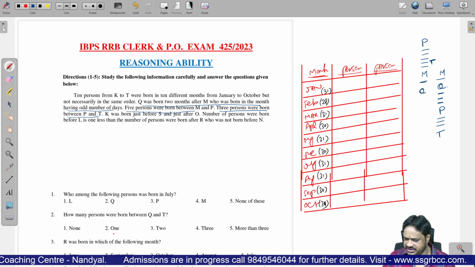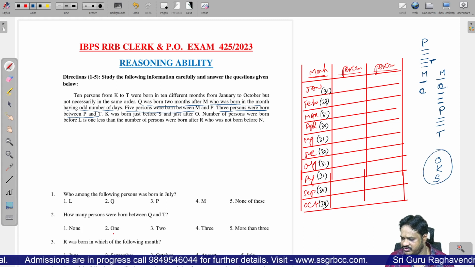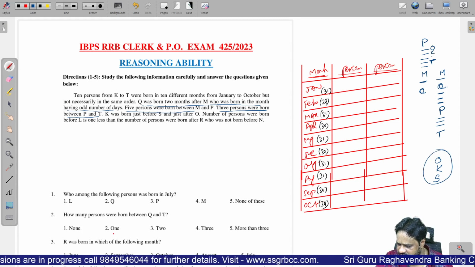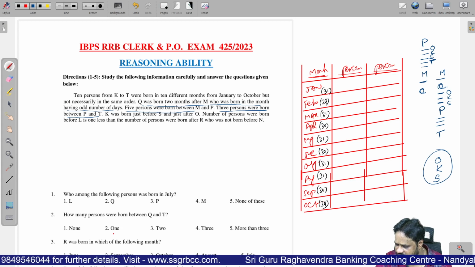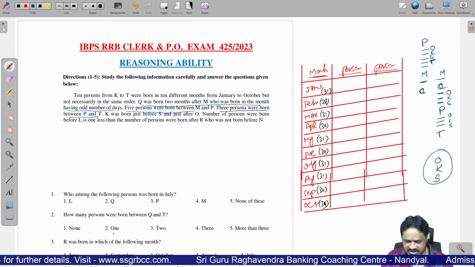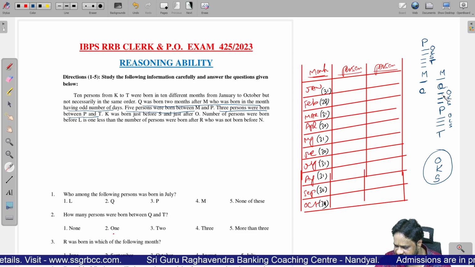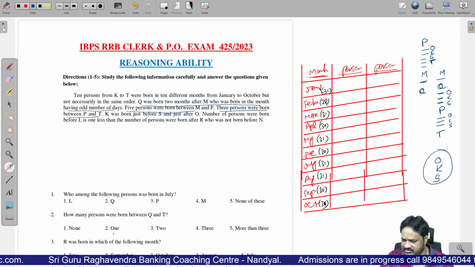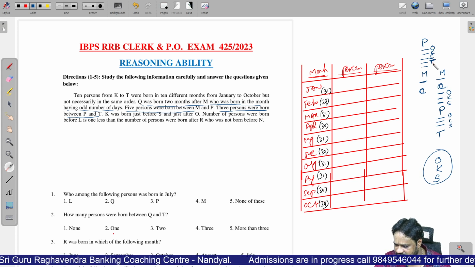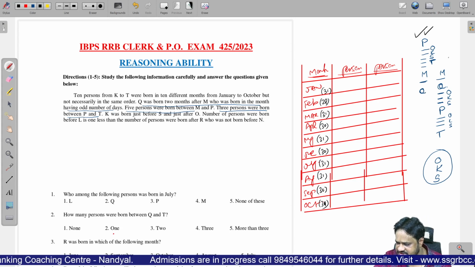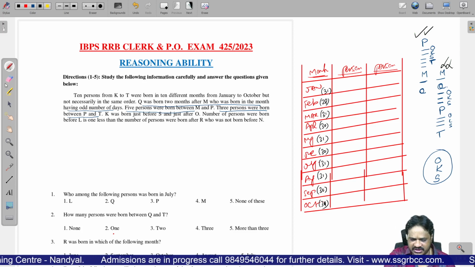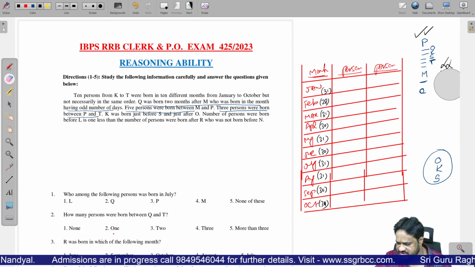K was born just before S and just after O. That means OKS should come without any gap. So here we may write OK followed by S. Here also you may write OK followed by S, or here you may write OKS. But if you see this arrangement, 1, 2, 3, 4, 5, 6, 7, 8, 9, 10, 11, but we are here having only 10 months. But see here, 1, 2, 3, 4, 5, 6, 7, 8, 9. So this one might be correct. This is definitely wrong. Why? Because we got 11 members, but there are only 10 members in the question. So this one is wrong.